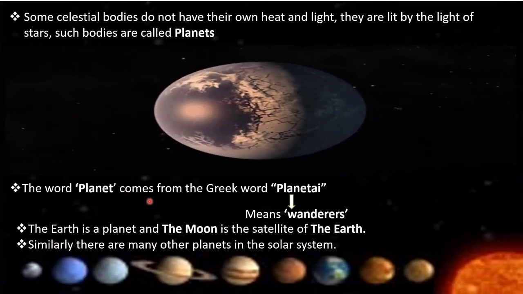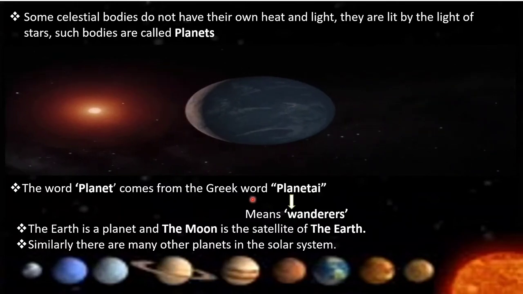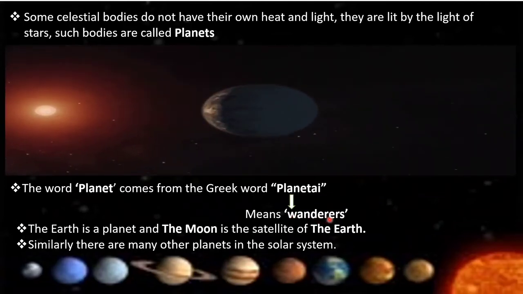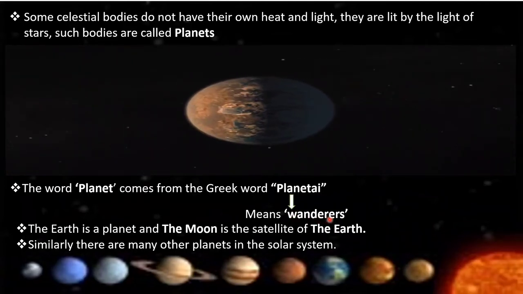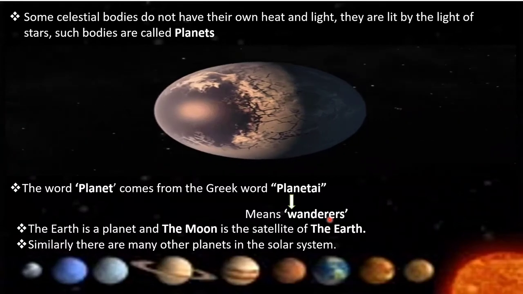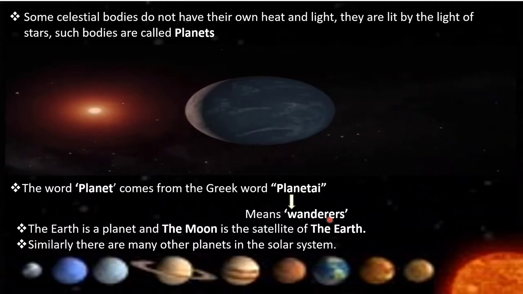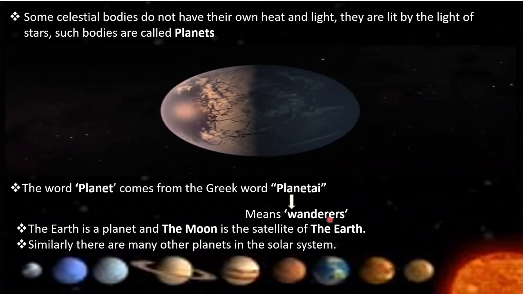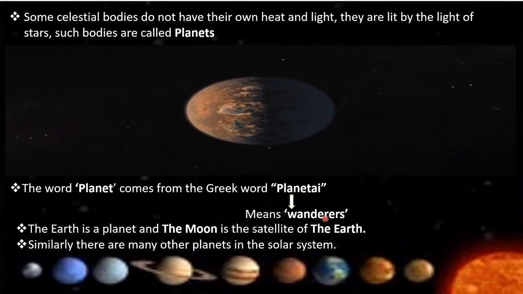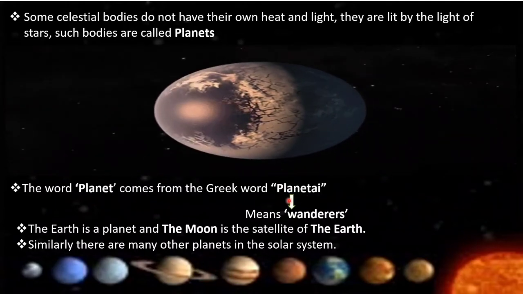Now let us see the origin of the word planet. Where does this word planet come from? It came from a Greek word, planetai. Planetai means wanderers. What do we mean by wanderers? You can call people wanderers who keep on traveling, who keep on moving, always moving. Planets, as we know, keep on moving; they always have a movement going on, a rotation, a revolution, which never stops, and that is why they are called wanderers. That is how the word planet came from the Greek word planetai.